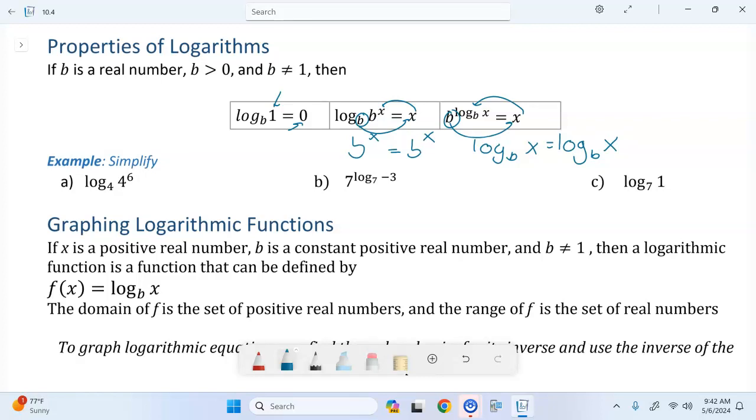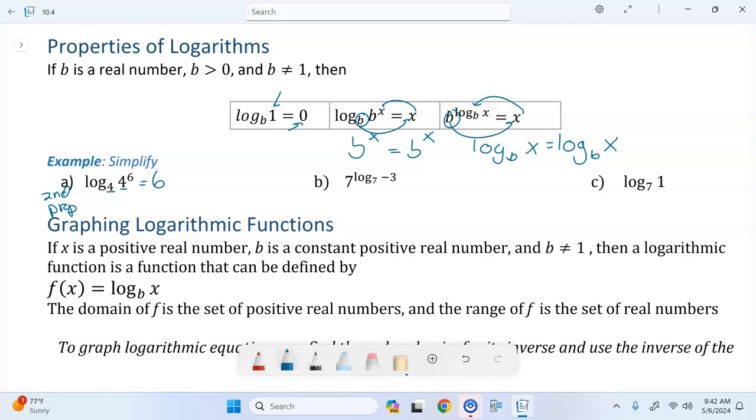And so when we look at example A, is that my first property, my second property, or my third property? Which one does that look like? The second property, right? The second property, where I have a logarithm with a base, and then my argument is an exponential with the same base to the 6th power. So what does this have to evaluate to? 6. It has to evaluate to the same thing.